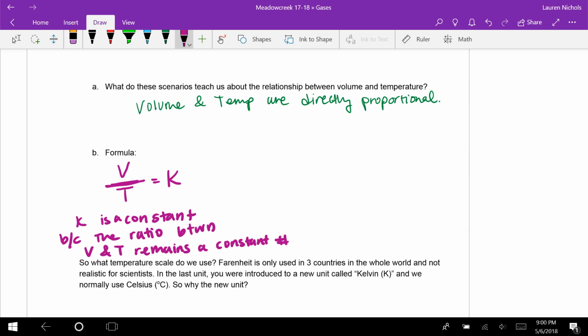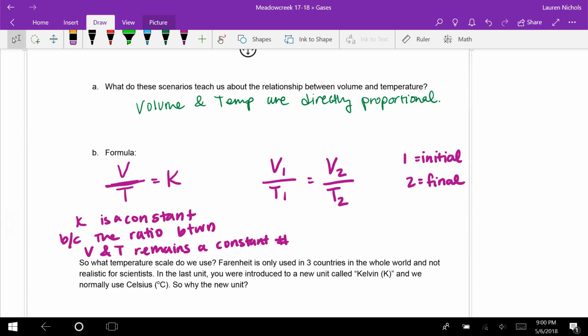Now, what this allows us to do is determine how much one of these values will change if we change the other one. And so that formula, like this, V1 over T1 equals V2 over T2. The ones are the initial values, and the twos are the final. So we're going to look at some practice problems for those later.